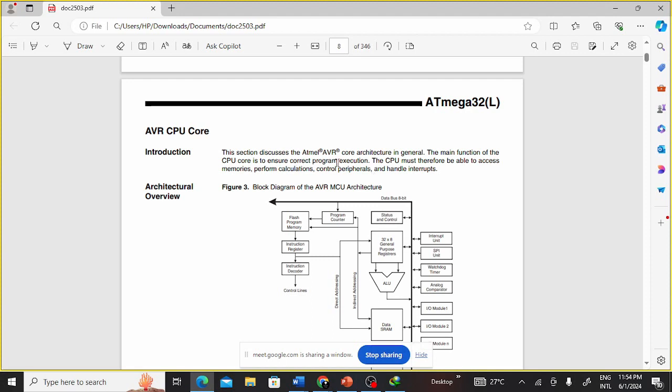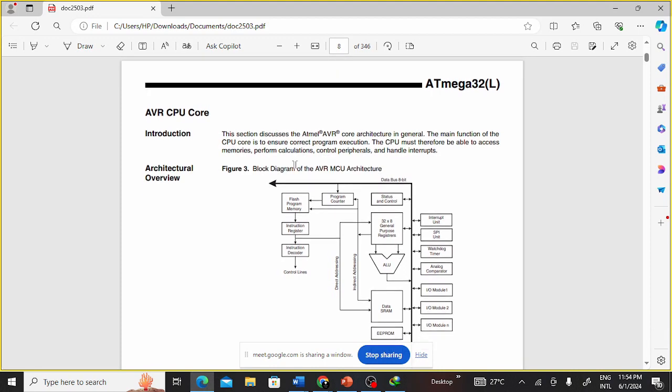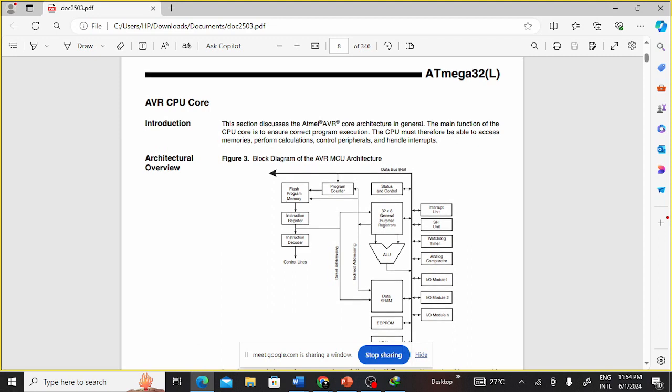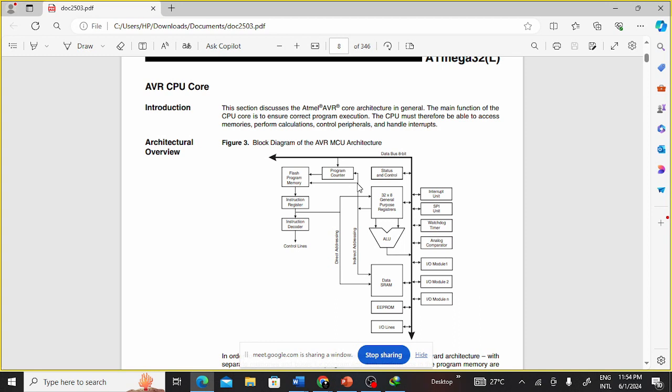So these sections of the ATmega, the AVR core architecture in general: the main purpose of this CPU is to ensure correct program execution. Can you see? To ensure correct program execution, the CPU must be able to access memories, perform calculations, control peripherals, and handle interrupts. Now I'm going to use this diagram to explain what we call Harvard architecture. Look at it. These are the two 8-bit data buses, 1 and 2. This thick line.